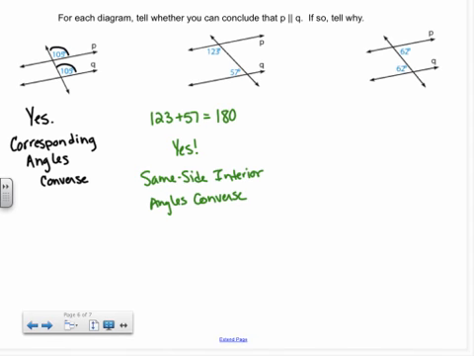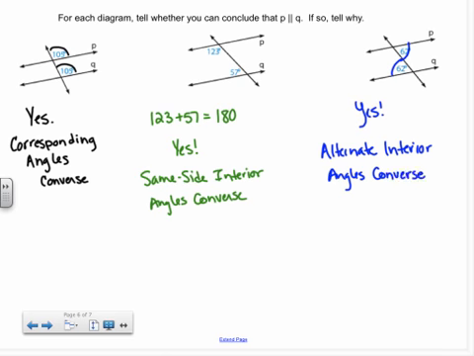One more example like this. So lines P and Q, again cut by a transversal. This time we have alternate interior angles, and it tells me that they're both congruent. So by the alternate interior angles converse, these two would also be parallel.